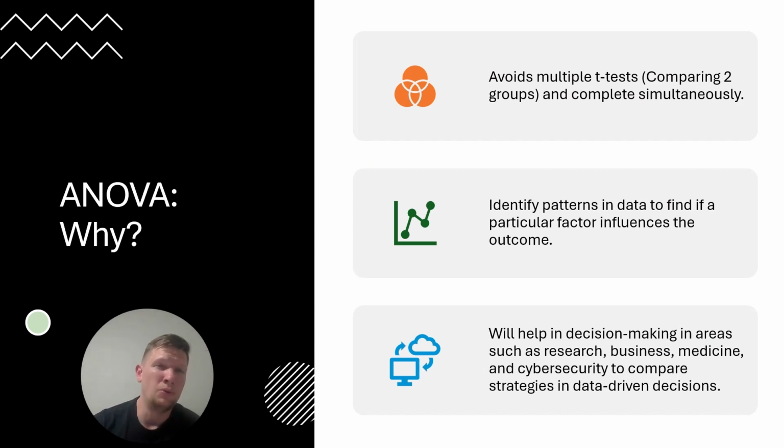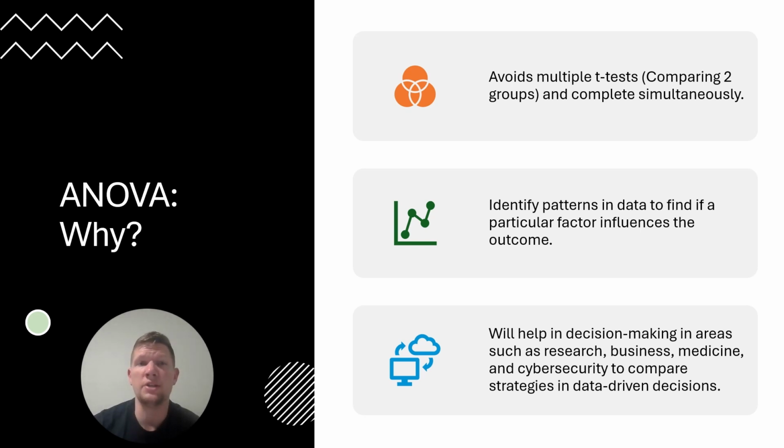Okay, so ANOVA, why? One of the biggest advantages of ANOVA is that it allows us to compare multiple groups at once, avoiding the need for multiple t-tests. If we were to compare three or more groups using individual t-tests, we would increase the risk of making a type 1 error, that is, falsely finding a difference when none exists. ANOVA eliminates the issue by analyzing all groups simultaneously, ensuring a more accurate and reliable result.